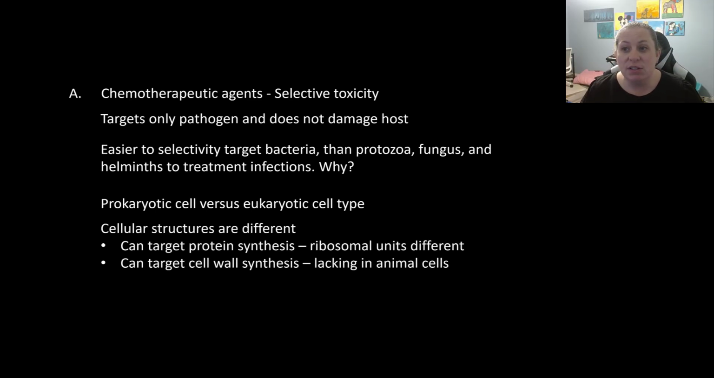So, prokaryotic versus eukaryotic cell types, there are some structural differences that we can focus on. We can target protein synthesis. You'll recall back from Unit 1 that the ribosomes were different in their subunits, and because of that difference, we could use a drug to target that. Another thing is cell wall synthesis. Because our cells don't have a cell wall, we can target the cell wall of other organisms like bacteria, because animal cells don't have it. There are also some metabolic differences that come into play that could potentially help us fight off different infections.